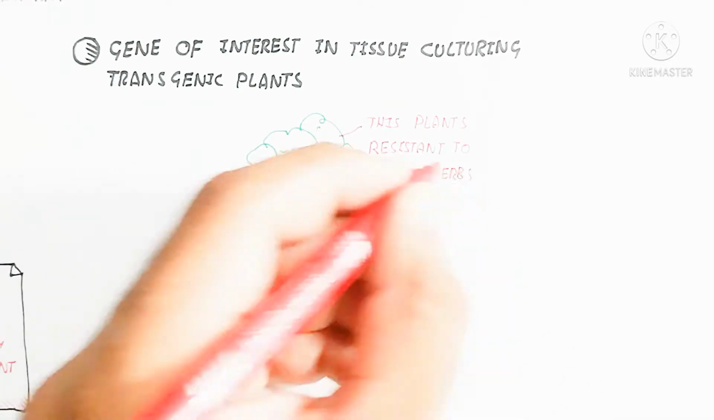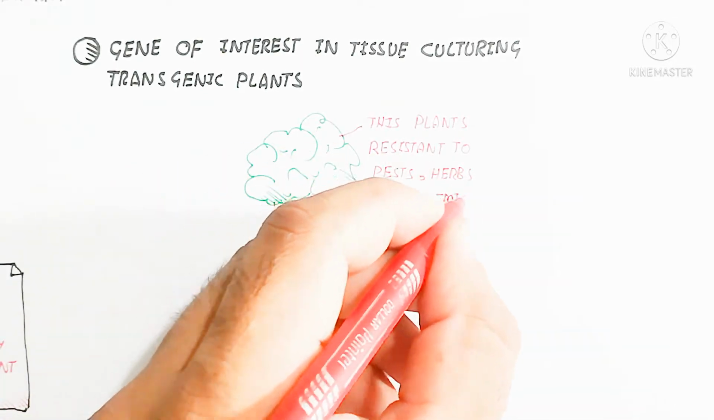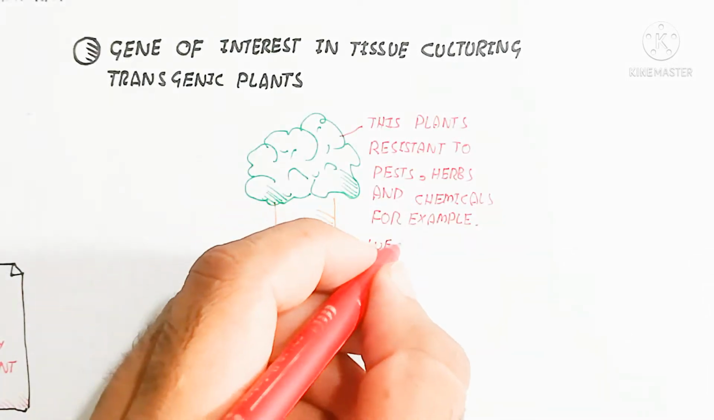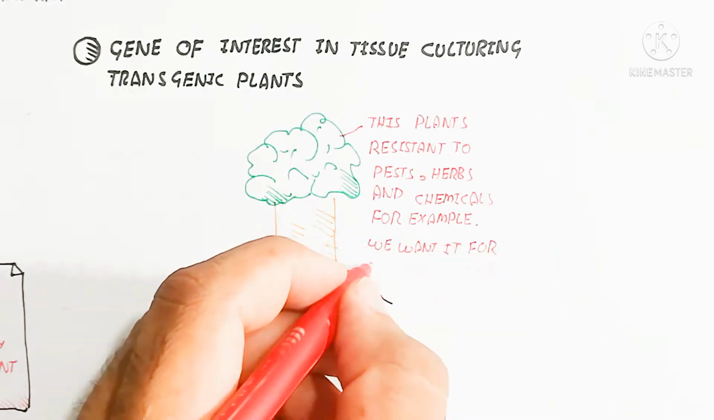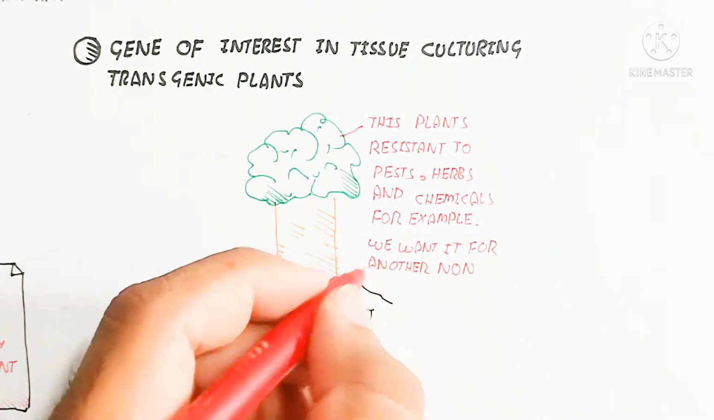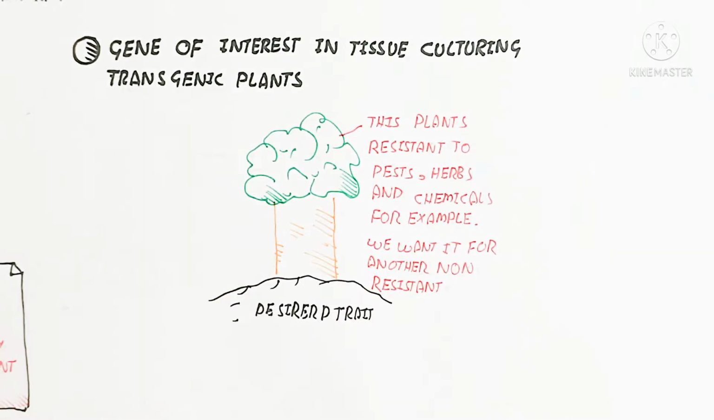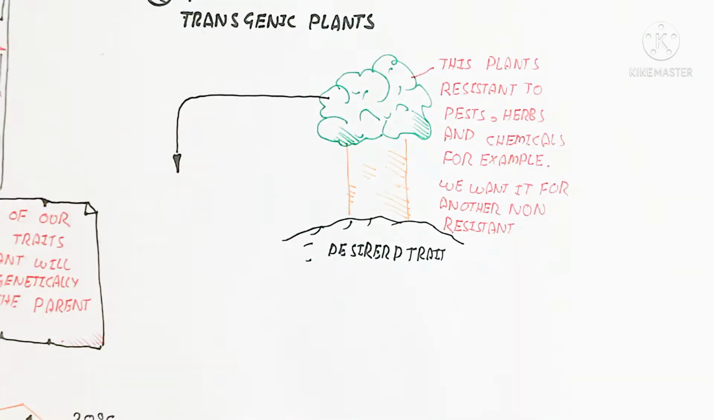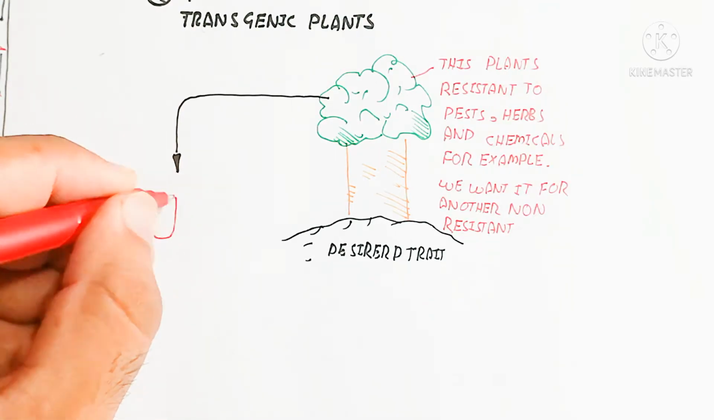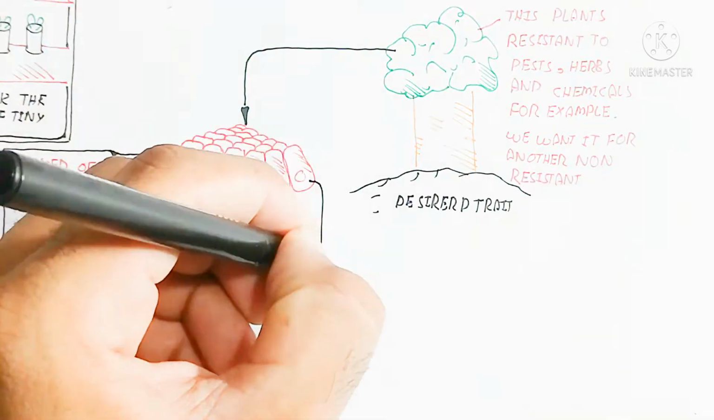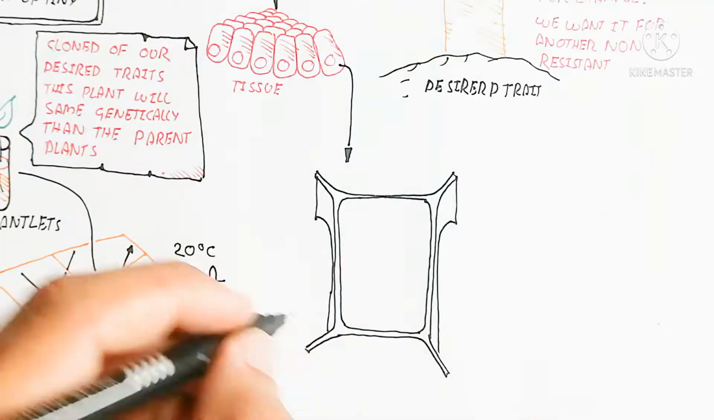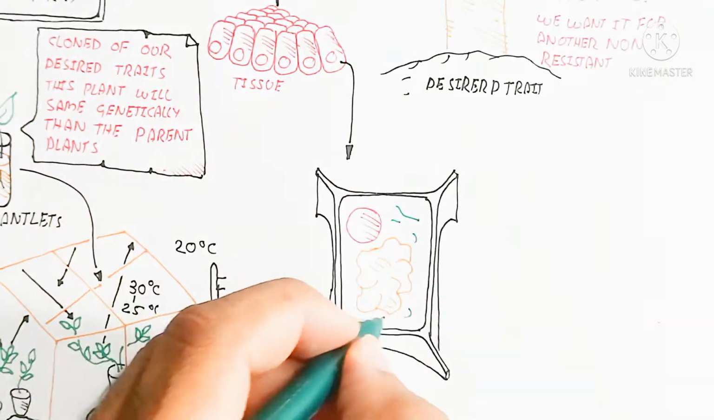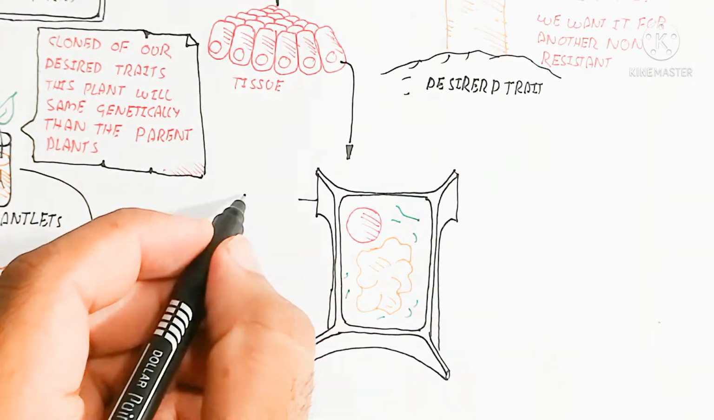So how is it produced? Let's begin to understand. Here is a plant. This plant is resistant to pests, herbicides and chemicals, for example. We want this for another non-resistant plant, so we can apply these genes to another species. We will separate the cell tissues, and these tissues contain cells. When we separate one cell, it looks like this, and it contains messenger RNA in the cytoplasm.